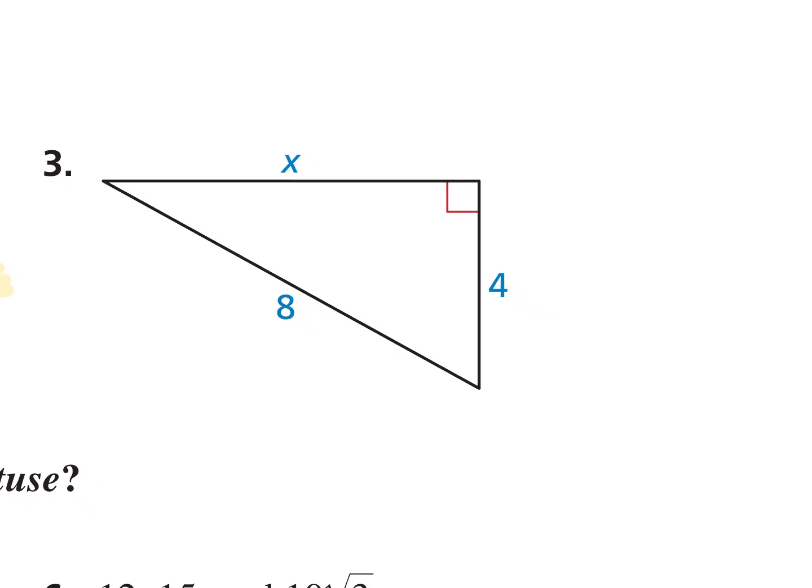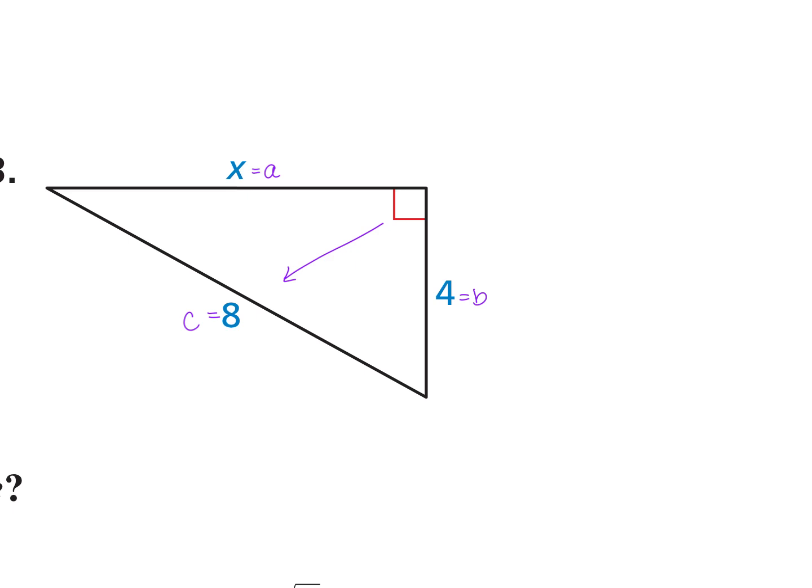Looking at 3, same thing. This is opposite my 90-degree angle, so this is my hypotenuse. I'm going to have A, B, and then C was 8. So labeling it, I'm going to have A squared plus 4 squared equals 8 squared. I'm solving for my A. 4 squared is 16, bringing everything else down, and 8 squared is 64.